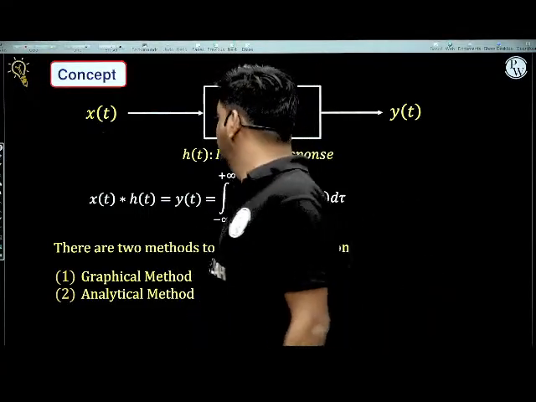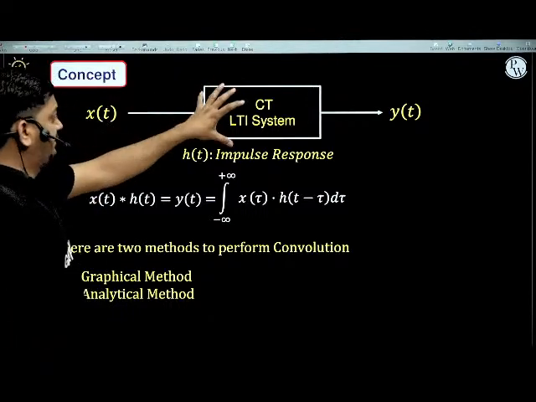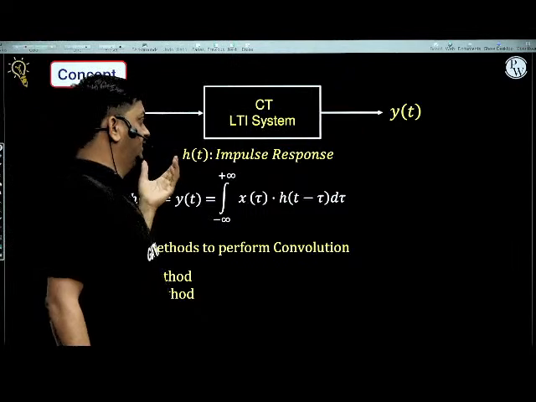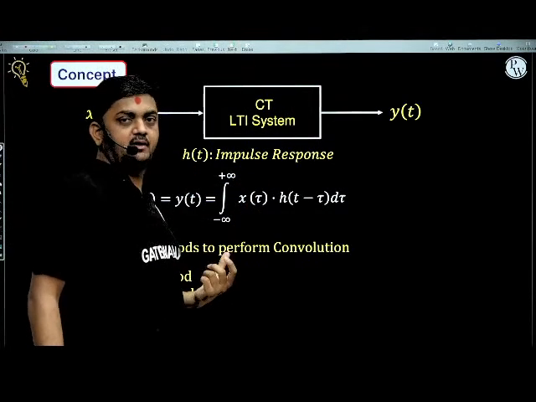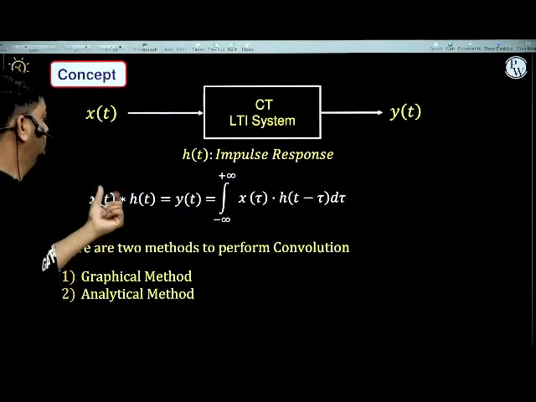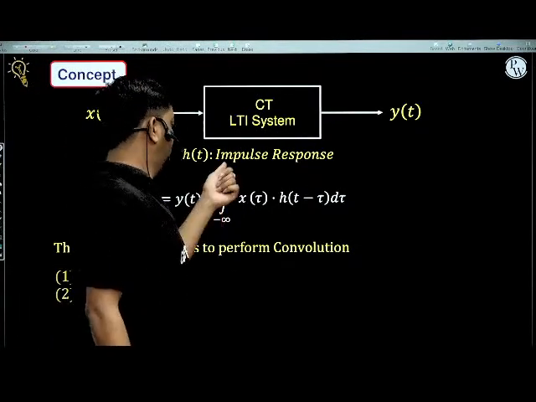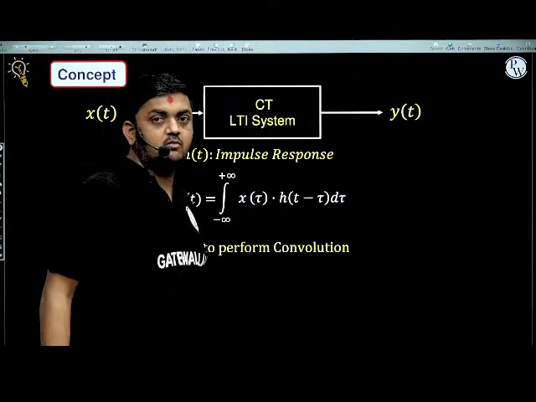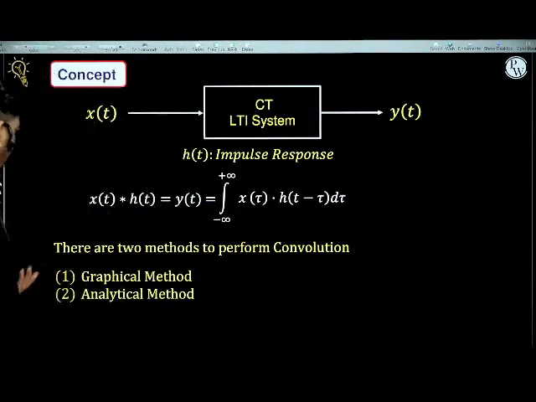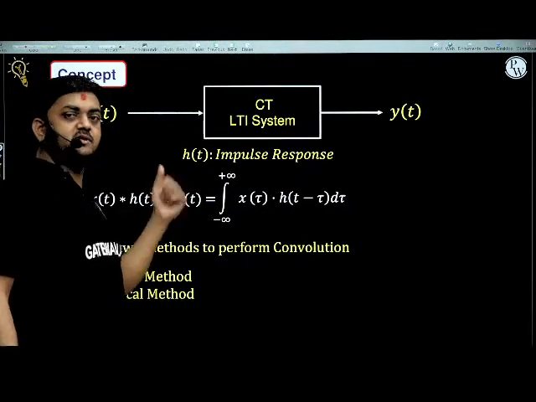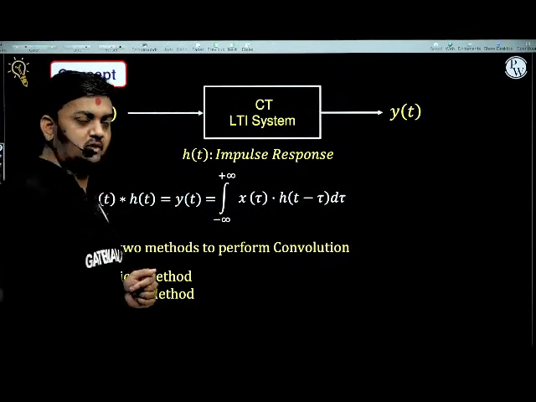So here, for a linear time invariant system, if the input x of t is given and the system has impulse response h of t, then how to find y of t? In the time domain, y of t is equal to x of t convolved with h of t, which is mathematically given by the integration from minus infinity to plus infinity of x of tau into h of (t minus tau) d tau. As I told, there are two methods to perform convolution between two signals. See, x of t is also one kind of signal, which is the input signal, and h of t is also one kind of signal, which is the impulse response of the system. So both are signals only.